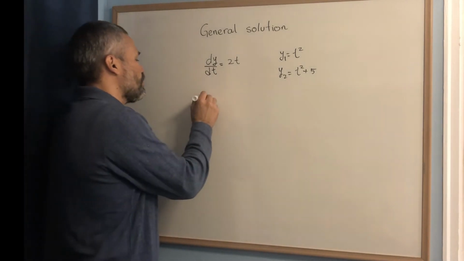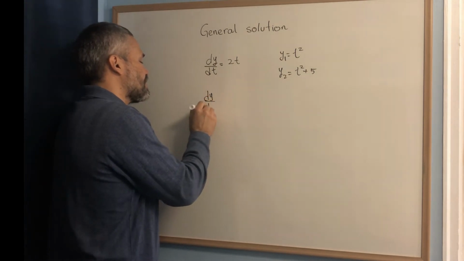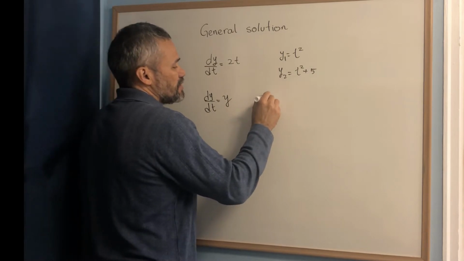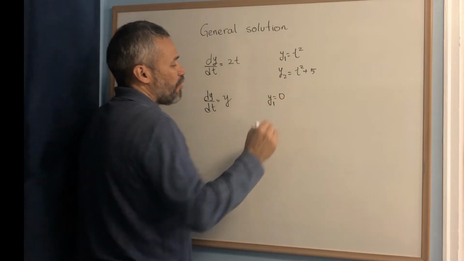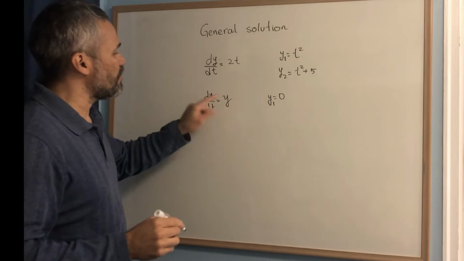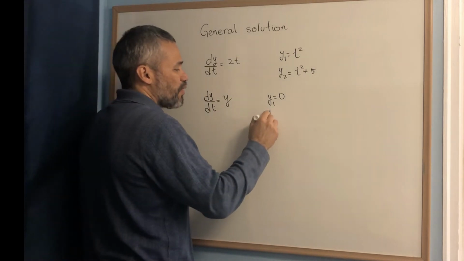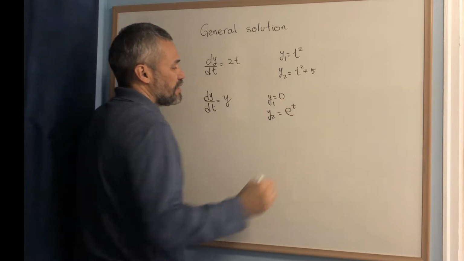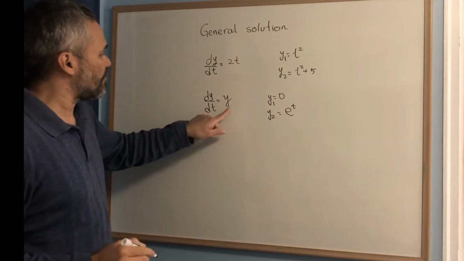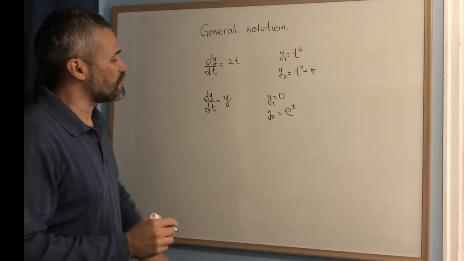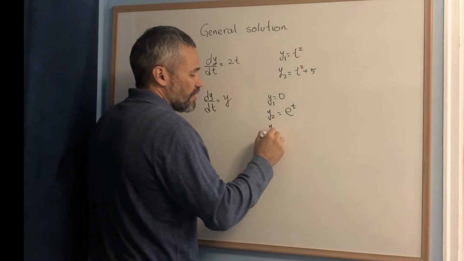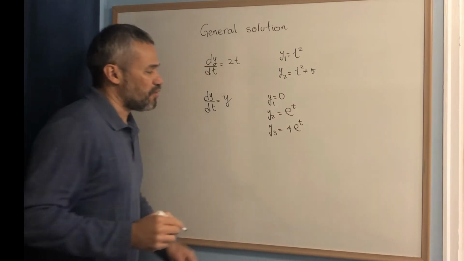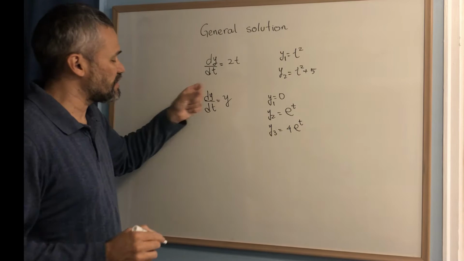Another example would be if we have dy/dt = y. In this case, one solution is y1 = 0. It works, right? The derivative is 0, y1 = 0. y2 of t = e to the t also works, right? The derivative of that function is equal to the function. And also y3 = 4 times e to the t also works. The derivative of this function is the same.